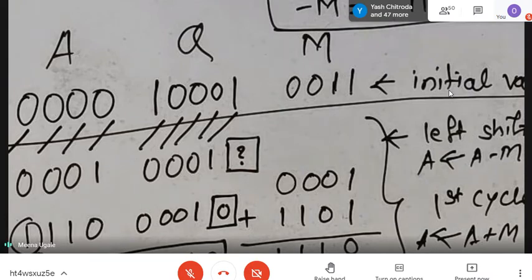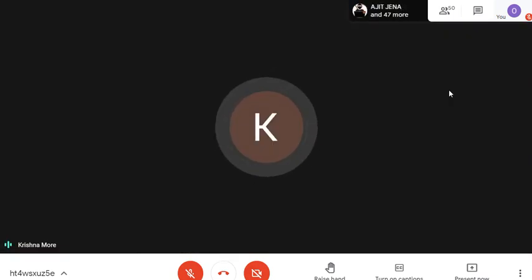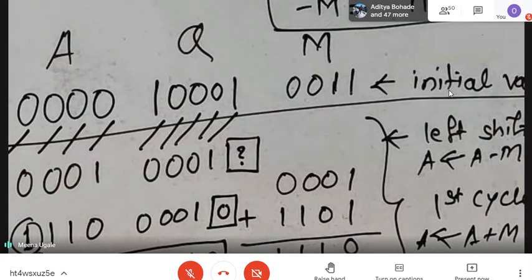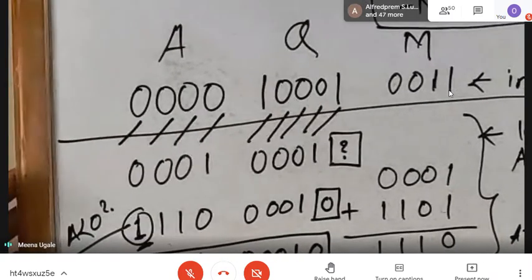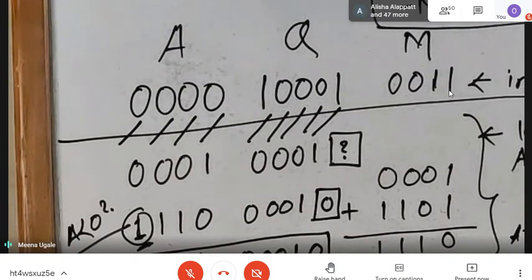First cycle result is A will be 00001 and 00010 in Q. How did we get it? It is 0 over there. Q0 is 0 or 1? Because this is 1 now. This is A less than 0. You are checking the condition whether A is less than 0. Refer to your flowchart. Don't see only my slide or only the board.